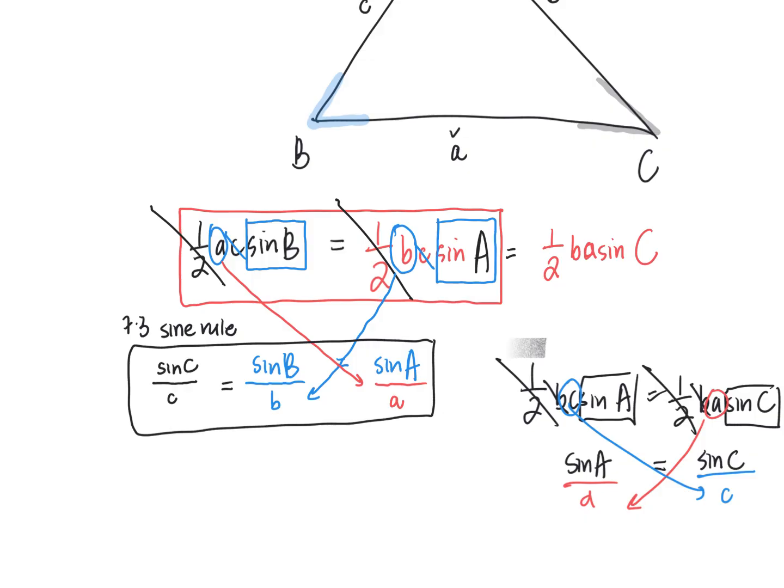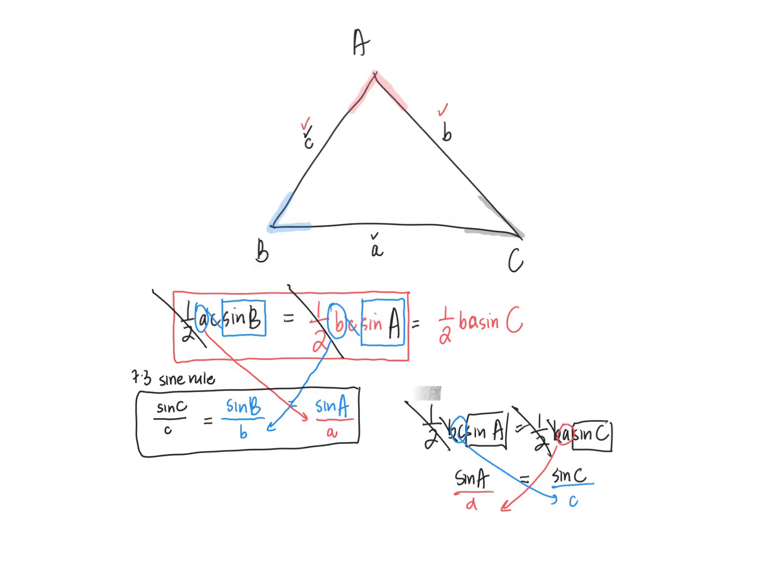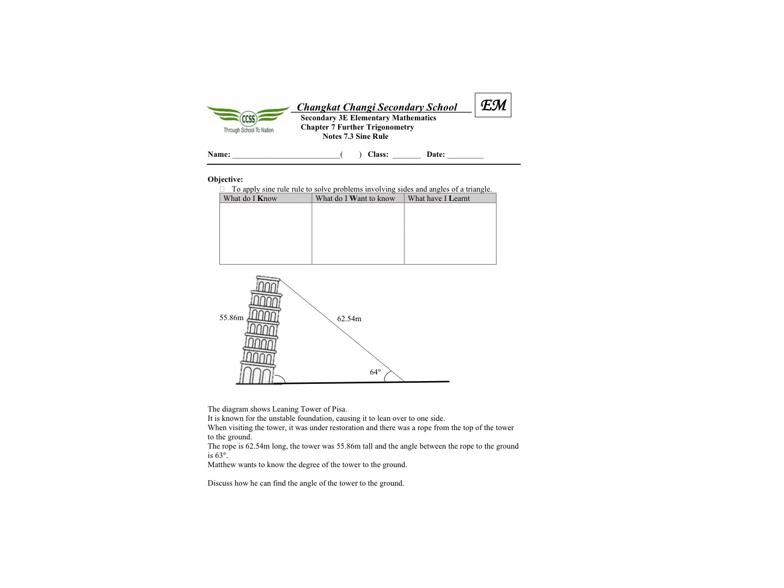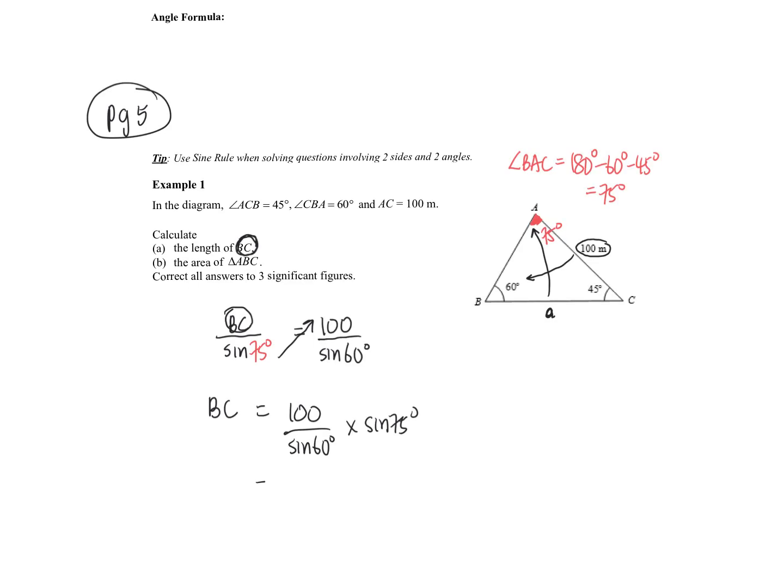So I don't have the notes here. Let's look at this one. Half AB sine C, the two corresponding sides and the angle in between. Yes, 7.2. Example 1. You can get the answer. So you will get 111.5355, 3SF, so 112.